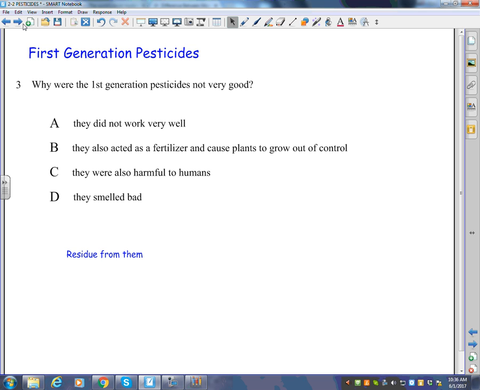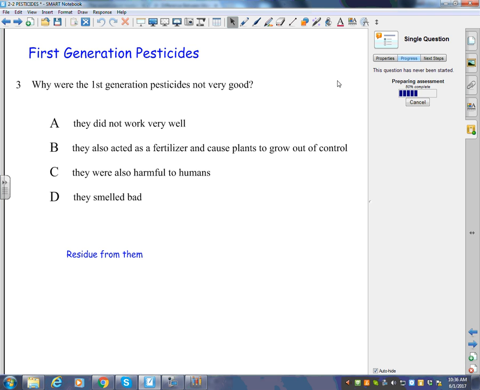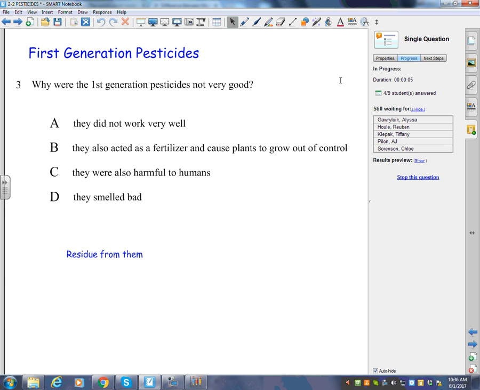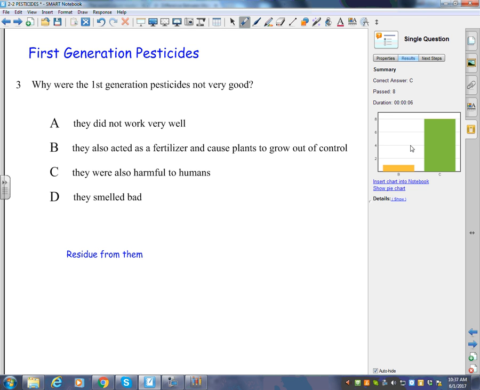Okay, well, those people that weren't here need to figure out why the first generation pesticides were not very good. Was it because they did not work very well? They also acted as fertilizer and caused plants to go out of control. They were also harmful to humans and they smell bad. The answer is yes, C. They were harmful to humans.